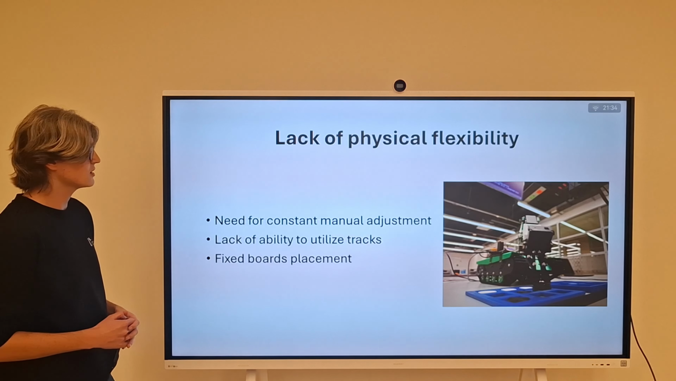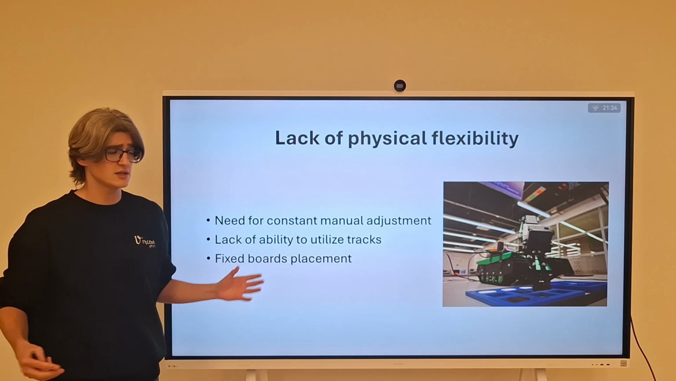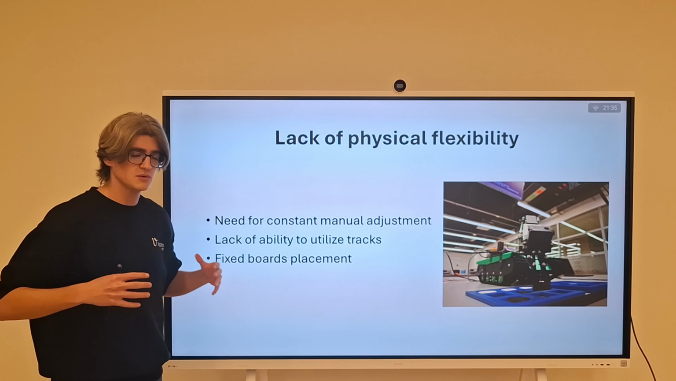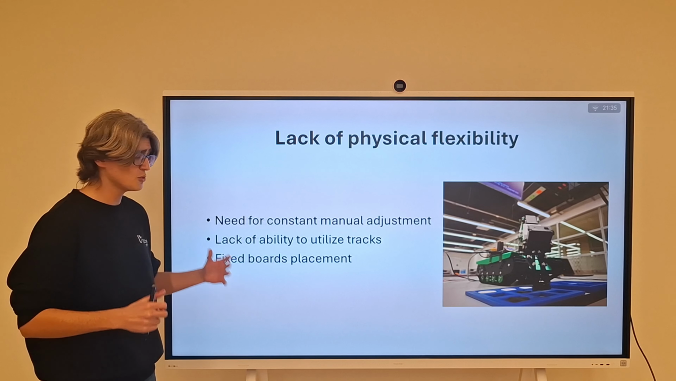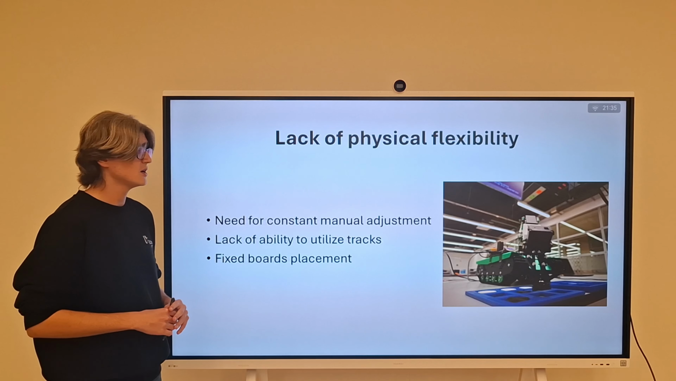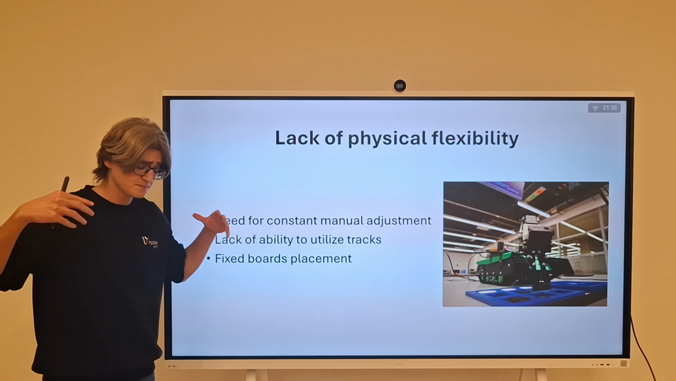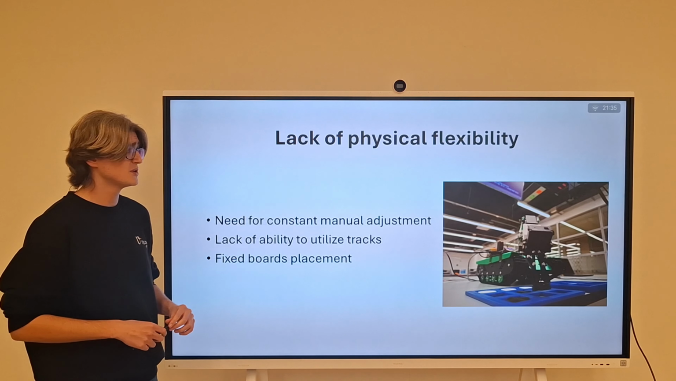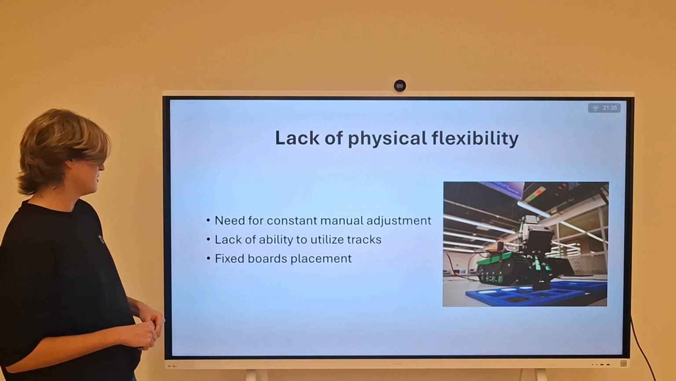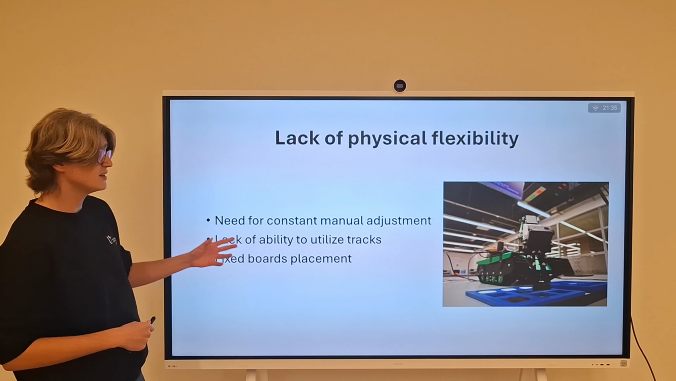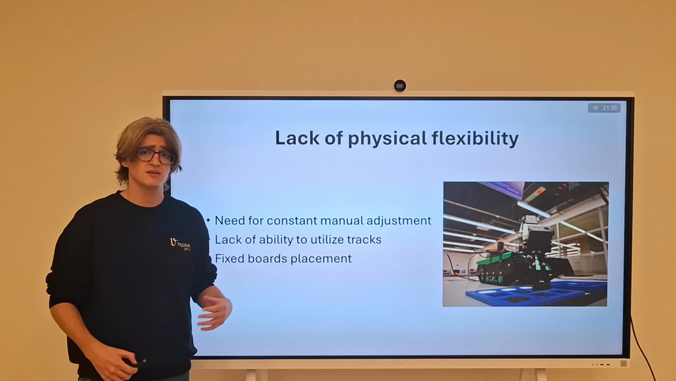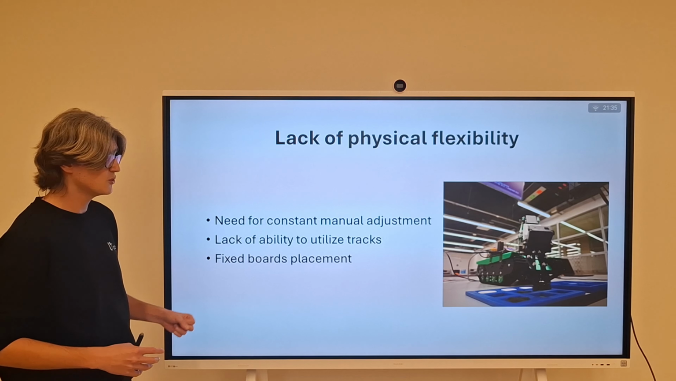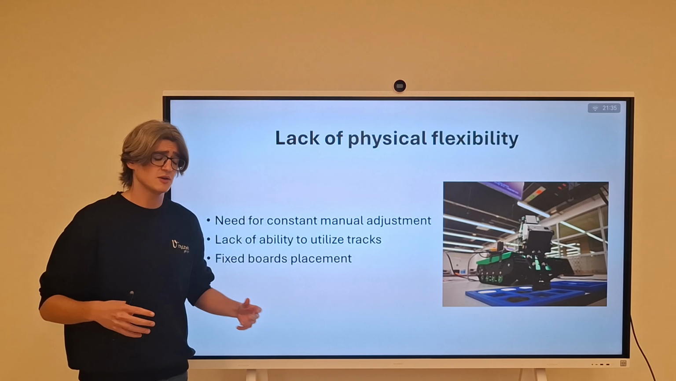First of all, let's talk a little bit about the lack of physical flexibility. What it means is that in the current stage of the project, the robot and all the components of the project are glued to one place, and there is not really much the robot can do with its tracks, and also it needs to be manually adjusted every 1 to 3 games to make it work properly.